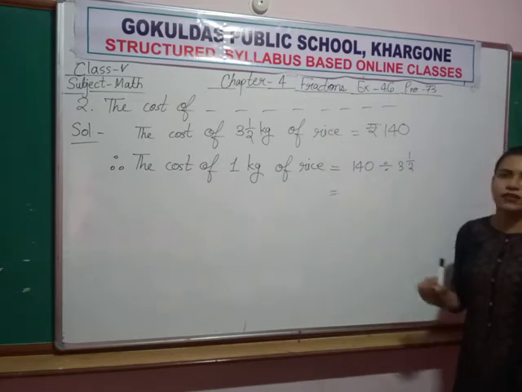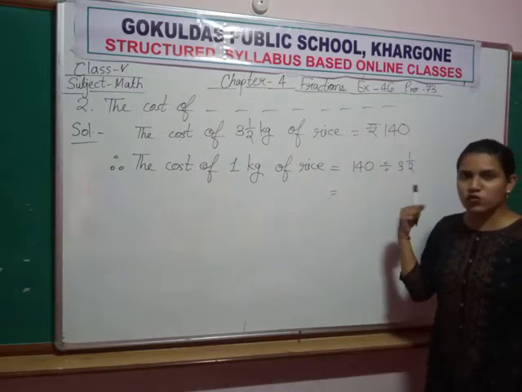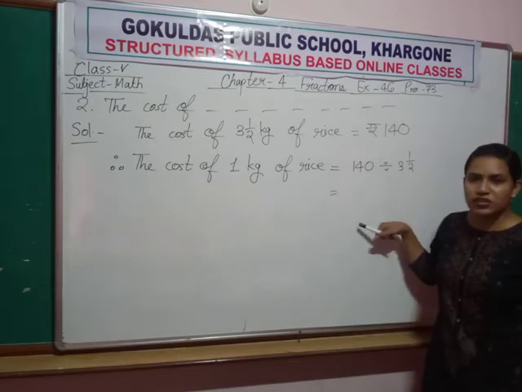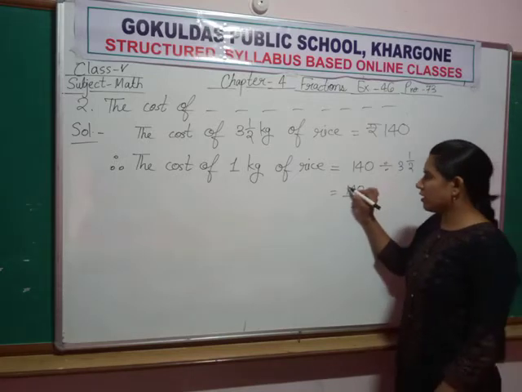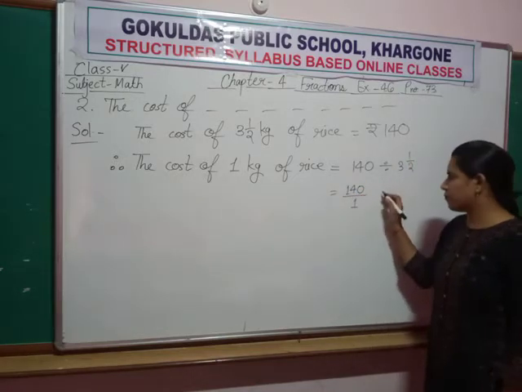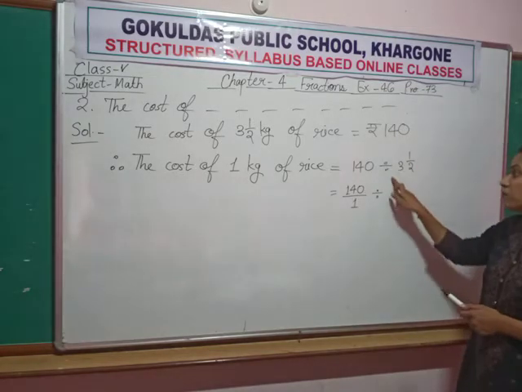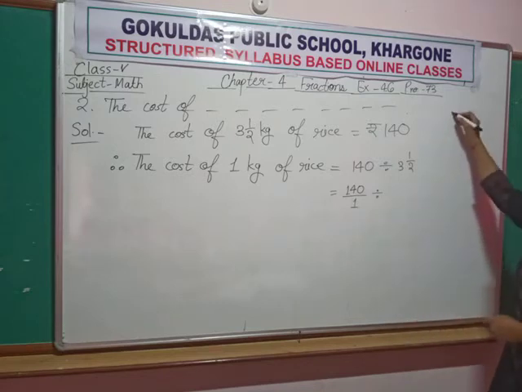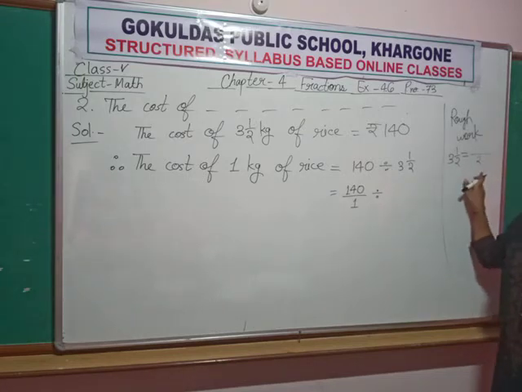Now 140 is a whole number here. 140 is a whole number. So first we need to write this 140 in fractional form. And how do we write it in fractional form? We write 1 in the denominator. We get the fractional form. Divided by 3:1/2. 3:1/2 is a mixed fraction. So in rough work you can convert this 3:1/2 into an improper fraction. So 2 will be in the denominator.